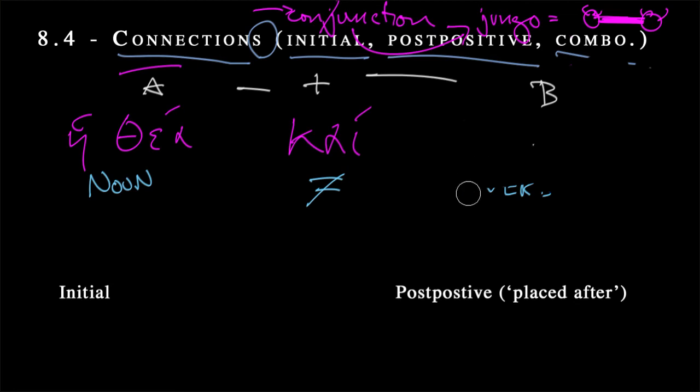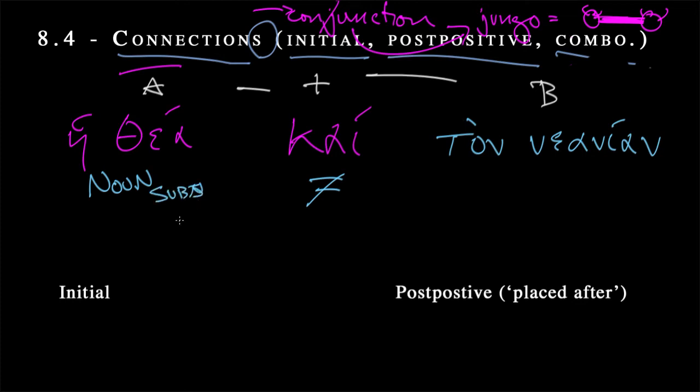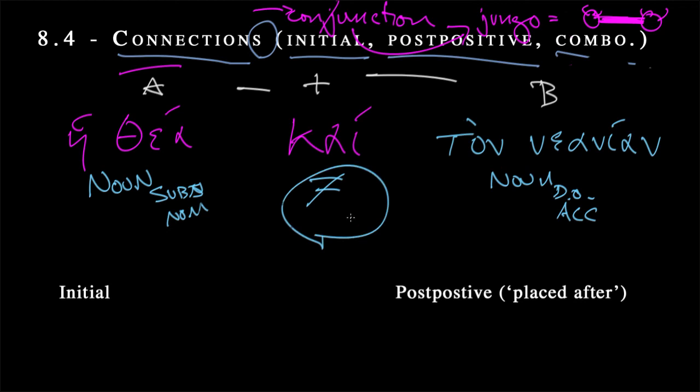Well, let's try another noun. Let's make it the young man, ton neanian, right? First declension, masculine noun. So the goddess as subject and the man as accusative object. So that's a noun subject, that's a nominative. Whereas this is a noun, true, but it's not the subject, it's the direct object, probably. Maybe an object of a preposition, who knows? And it's in the accusative. These are also not equal.